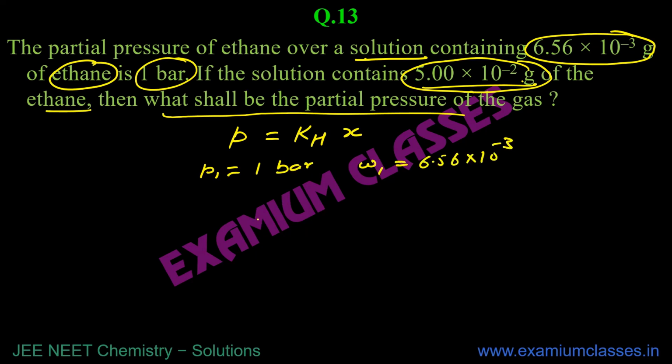Sir, we can also use that the mole fraction of ethane will be directly proportional to its mass. Okay, you can say that, but that is exactly the same thing, just the writing is different. This is actually P proportional to X. When you remove the proportionality sign, you introduce a constant. So it is the same thing. Here I will divide, it will get cancelled. That's why I'm using it. Then P2 is asked and W2 is given as 5 into 10 to the power minus 2.